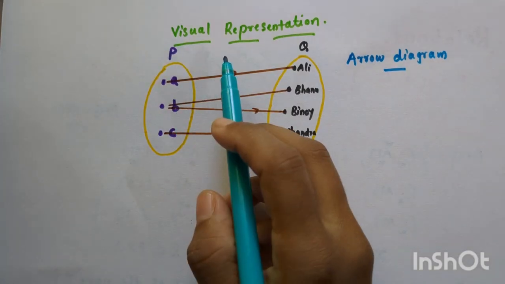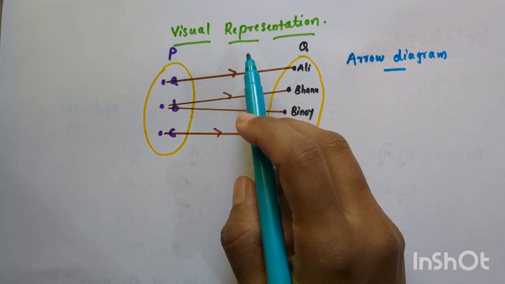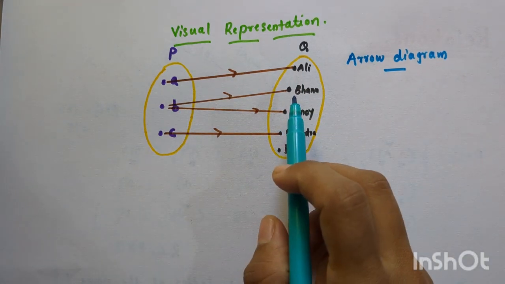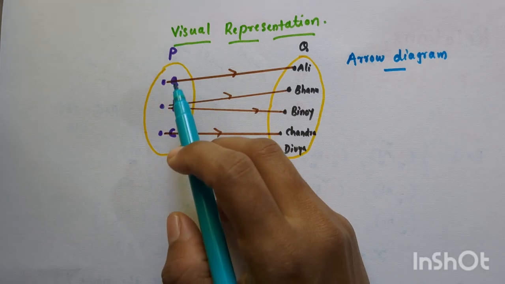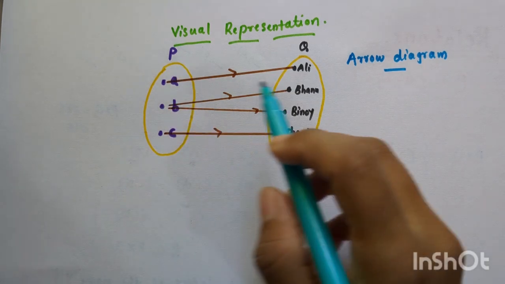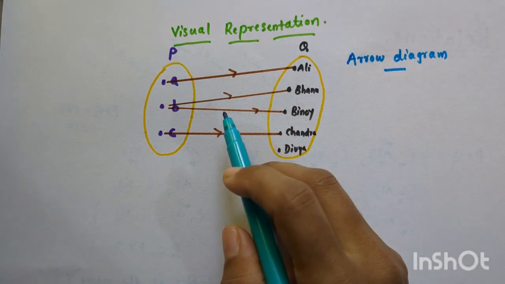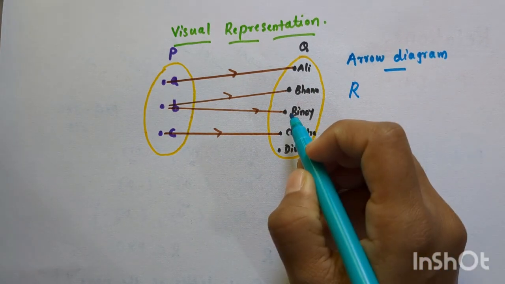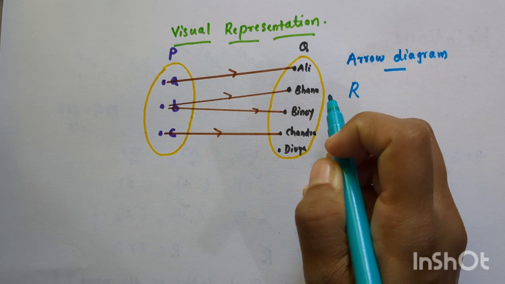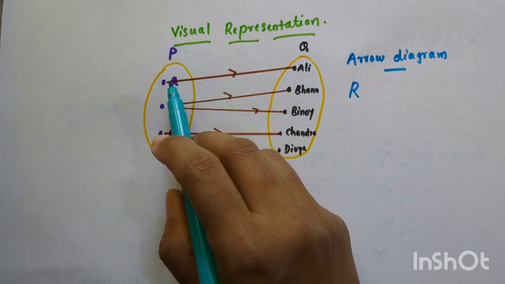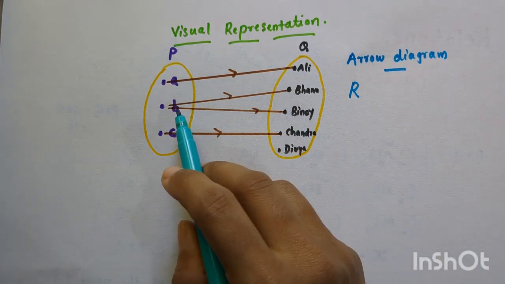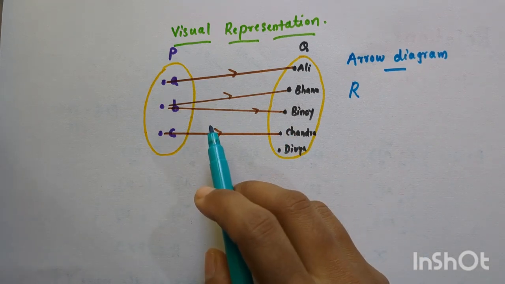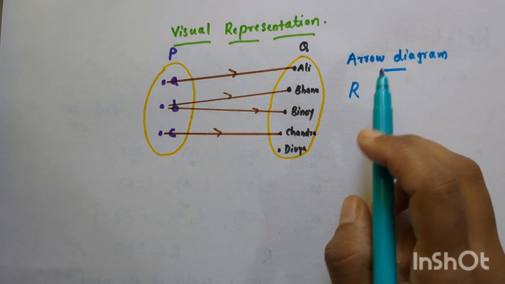A visual representation of this relation R is called an arrow diagram, shown here. You see here we have the elements of set P and the elements of set Q. When we defined the relation R, we got only 4 ordered pairs: A, Ali; B, Banu; B, Binoy; C, Chandra. So this is how we visually represent the relation using the arrow diagram.